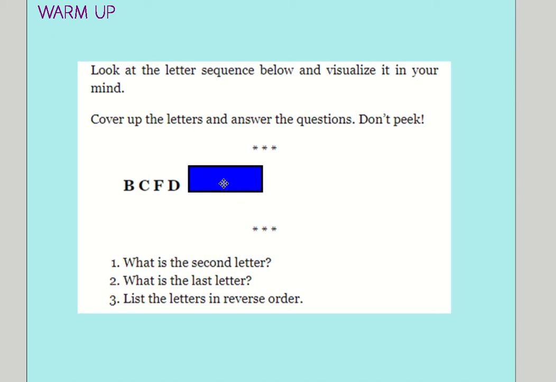You ready? Right. Think about what is the second letter? What is the last letter? And can you list the letters in reverse order? Let's see if you're right. The second letter was C, the last letter was D, and the letters in reverse order were D, F, C, B. That was just a little warm-up for you.